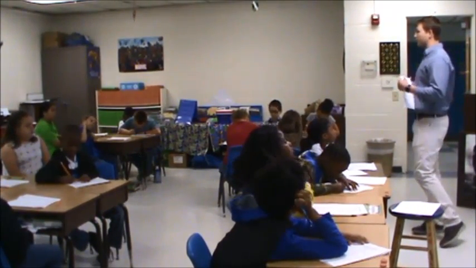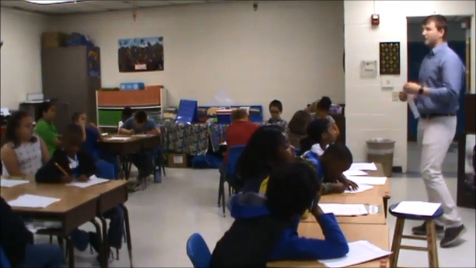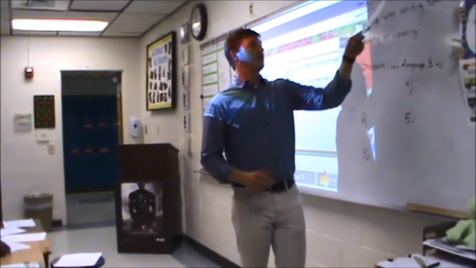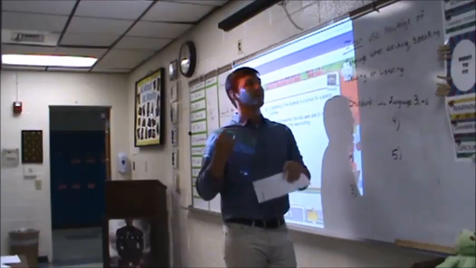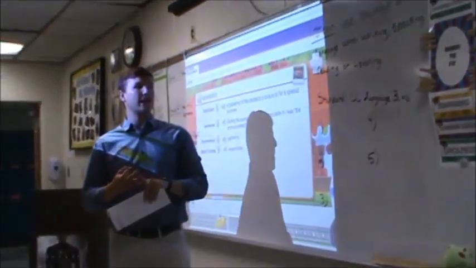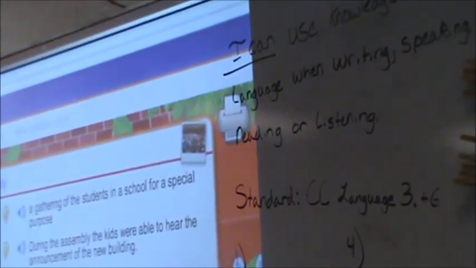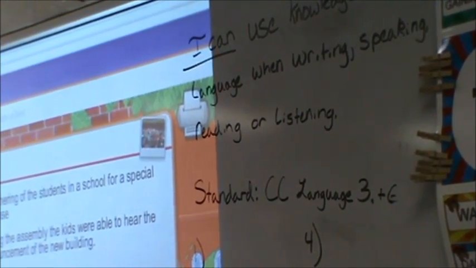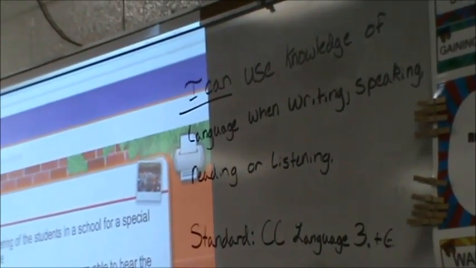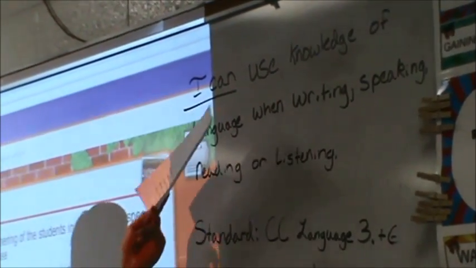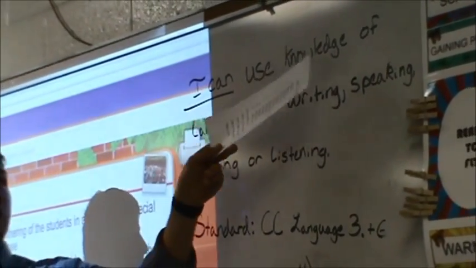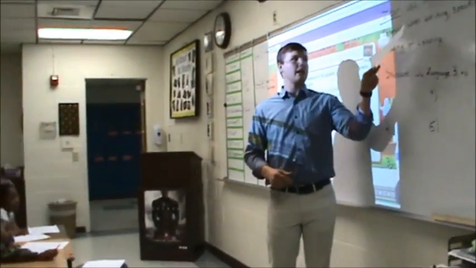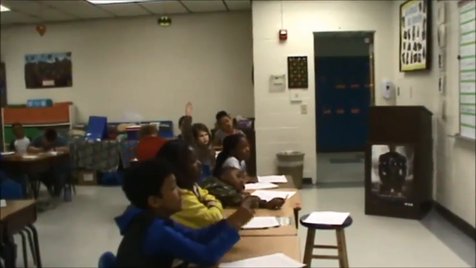I'm going to read it first to you, and then you guys will relay it back to me. Okay, today is, I can use knowledge of language when writing, speaking, reading, or listening. So that's all 4 types of our English that we're going to be able to cover today at each one of our stations. So with me, please. I can use knowledge of language when writing, speaking, reading, or listening.